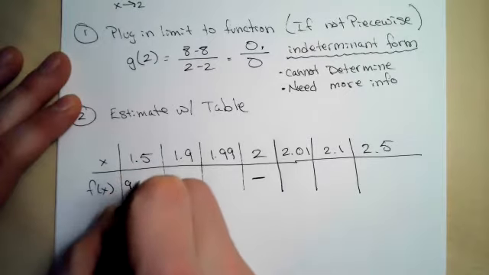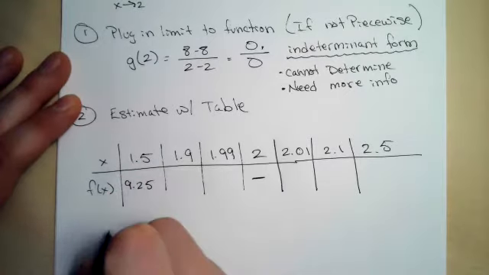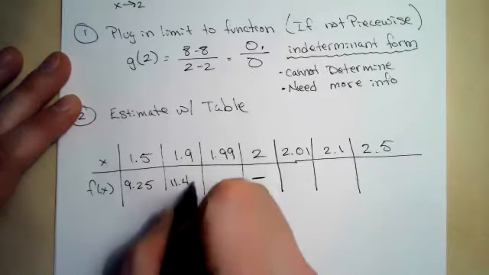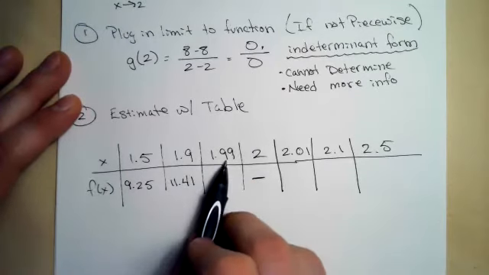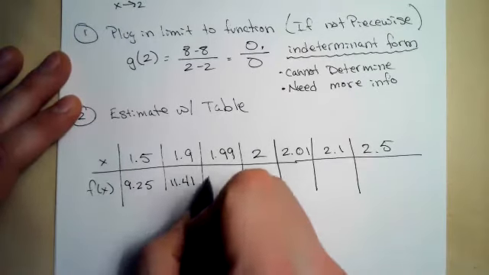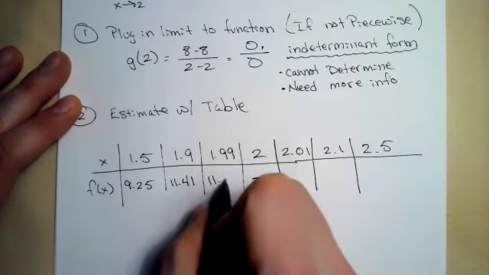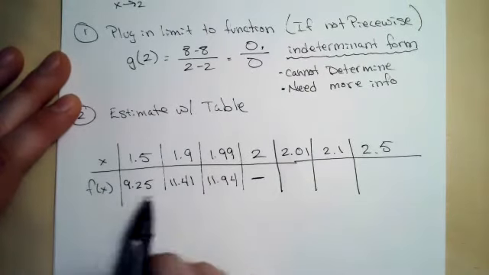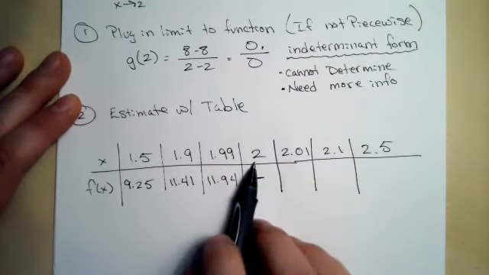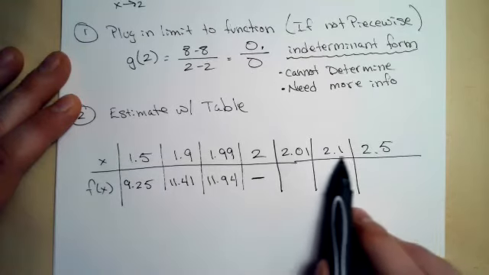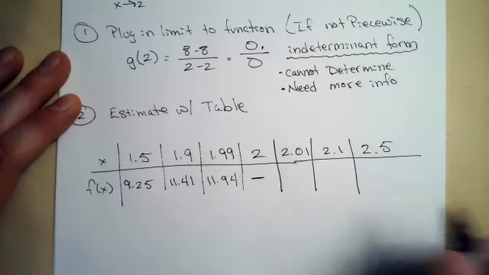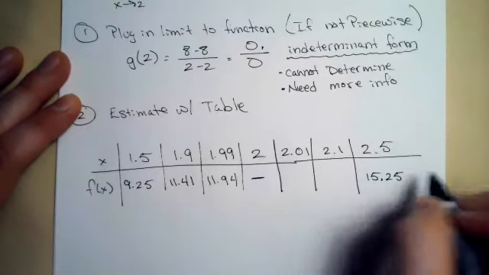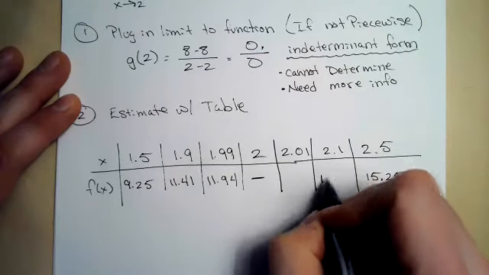When we plug in 1.5, we will get 9.25. When we plug in 1.9, even closer to 2, we get 11.41. 1.99, closer still, we get 11.94. This was approaching 2 from below, from the left. If we approach 2 from the right, what are we going to get? We plug in 2.5, we get 15.25. 2.1, we get 12.61.